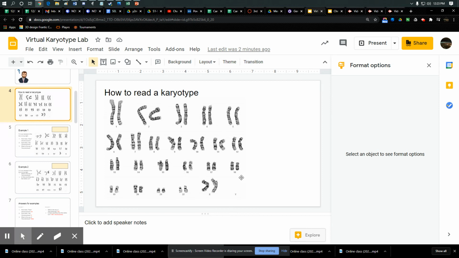Obviously, like I said, humans, we have 46 chromosomes: 44 body chromosomes, 22 pairs, and then we have two sex chromosomes to get to 46.